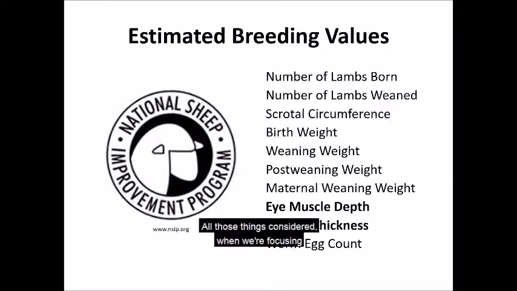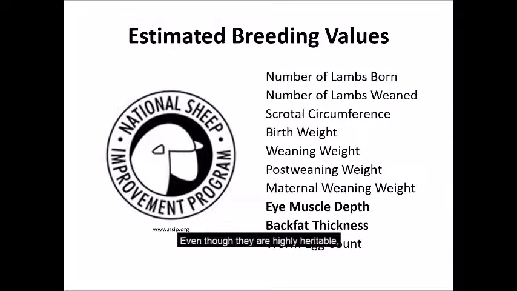All those things considered, when we're focusing on selection for carcass traits, estimated breeding values are the most accurate indicators of those traits because they account for the environmental variation that goes into those traits. Even though carcass traits are highly heritable, there's still an environmental component. Estimated breeding values use statistics, records on other traits, and records on all the other relatives in the database to estimate the additive genetic value for a specific trait.